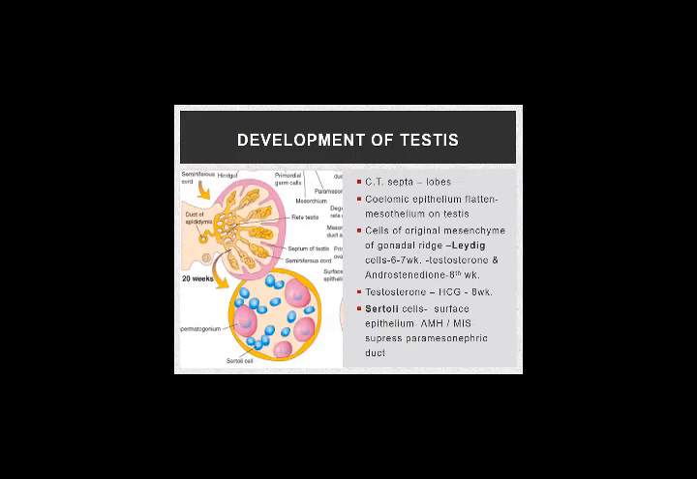Achha. So the connective tissue septa, from the tunica albuginea connective tissue, develop into septa. That septa penetrate the inside of the developing testes. This divides the testes into lobes. We discussed earlier that the testis has multiple lobes, and in these lobes you had 1 to 4 seminiferous tubules. Okay?